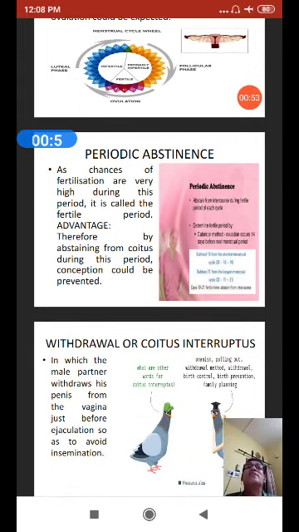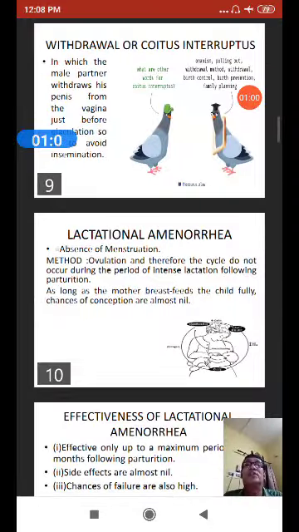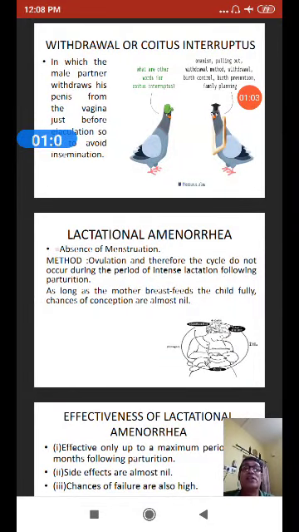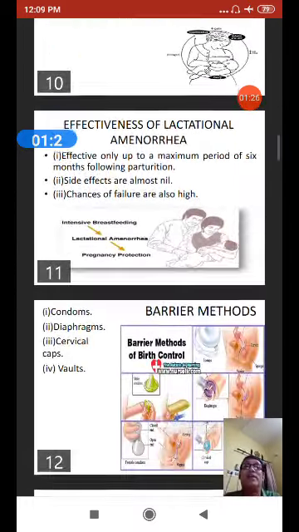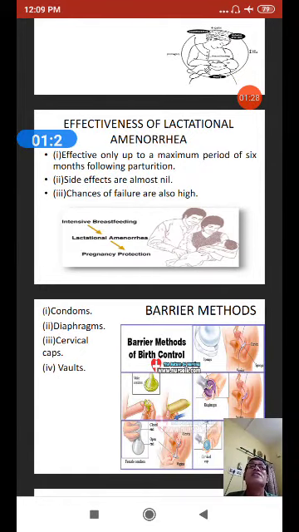So periodic abstinence has the advantage that the chance of conception may be prevented. The next is withdrawal or coitus interruptus, where the male partner withdraws his penis from the vagina just before ejaculation so as to avoid insemination. Third is lactational amenorrhea, the absence of menstruation. As long as the mother fully breastfeeds the child, the chance of conception is very nil because no ovulation takes place. The effectiveness of lactational amenorrhea is also described here.